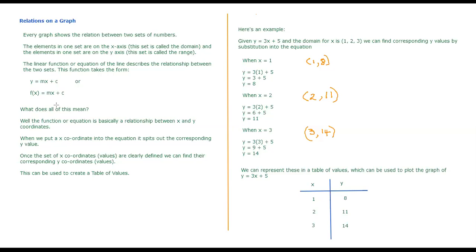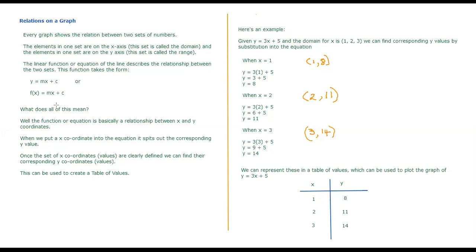So here's an example. We're given the linear equation y is equal to 3x plus 5, and the domain for x is 1, 2, and 3. It means that the set of x values is clearly defined. We're only looking at 1, 2, and 3. We could find the corresponding y values by substitution.